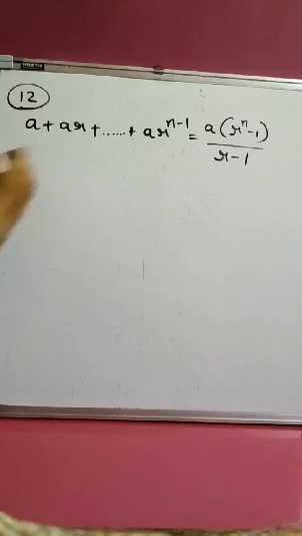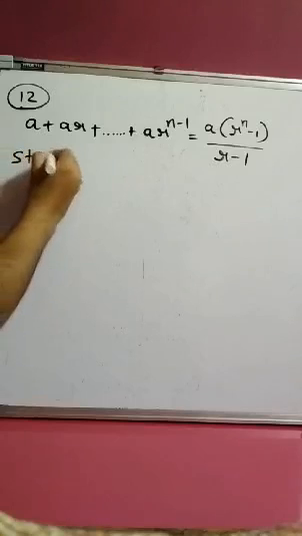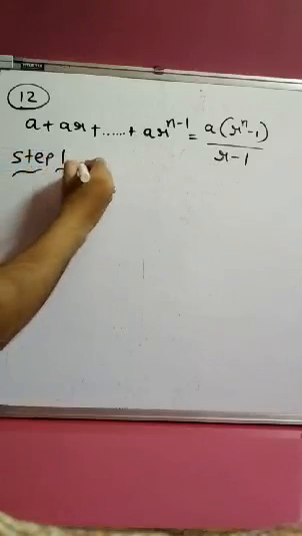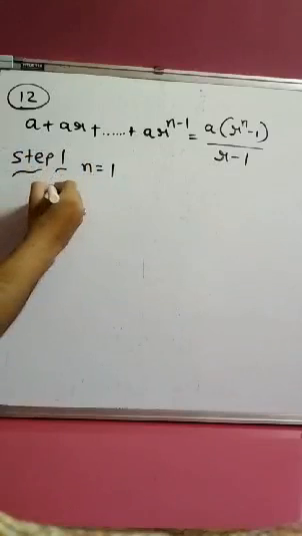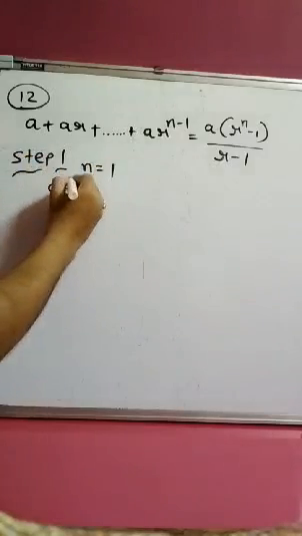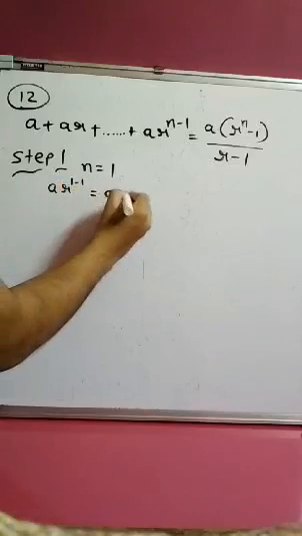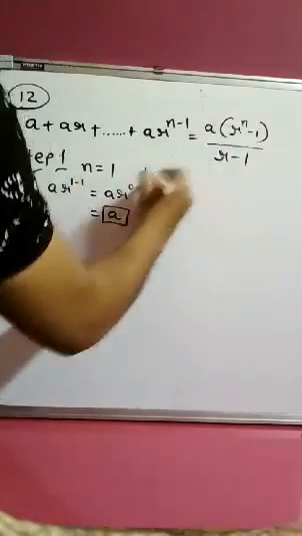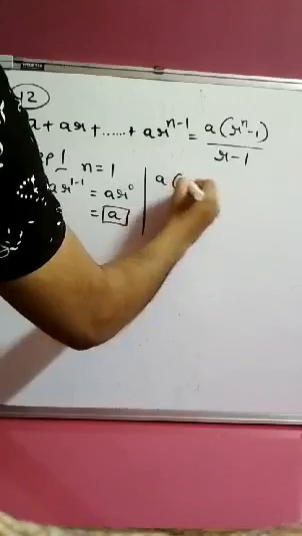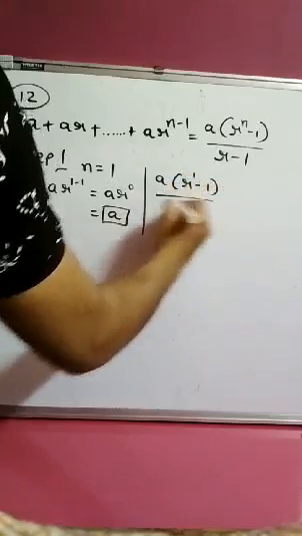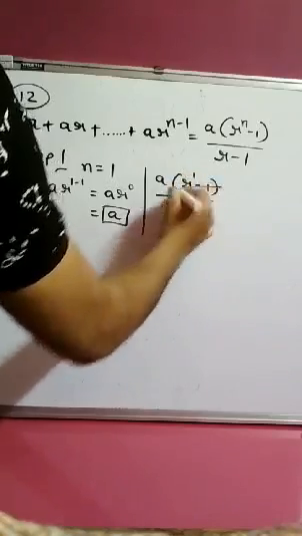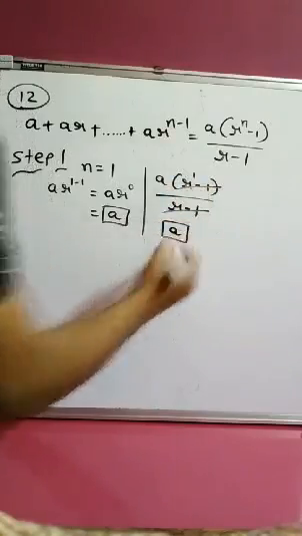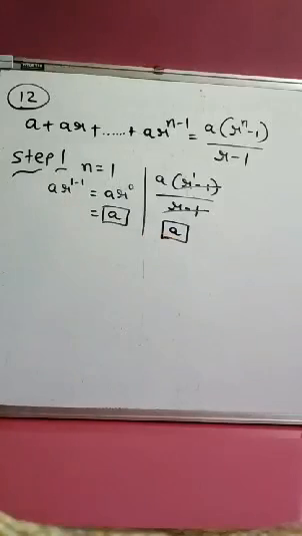Chalo, so step 1, n is equal to 1. So a into r raised to 1 minus 1, that is a into r raised to 0, that is a into 1, that is a only. Here n is equal to 1, a into r raised to 1 minus 1 upon r minus 1. R minus 1 cancel, a. Therefore, P of 1 is true.